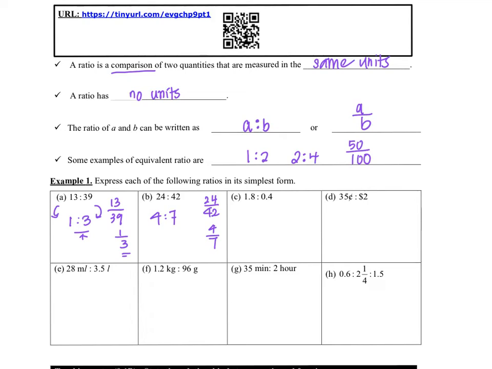How about 1.8 and 0.4? Well, my first instinct is to change this into whole numbers. I'm not going to like decimal places. So I can use my calculator to help me and get an answer directly. If you can't, you can try to put 1.8 over 0.4 and see what your calculator gives you. According to my calculator, it gives me a mixed number. I can change it to an improper fraction to give me 9:2.